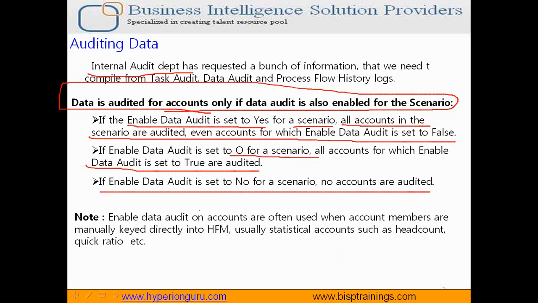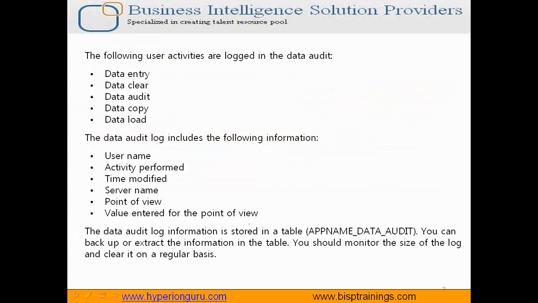One more thing I'd like to draw your attention to. We often enable data audit for accounts which are manually keyed in or typed directly, for example quick ratio analysis or headcount. These examples are more appropriate for tracking any changes done by the users. The data audit property contains this information under these events.